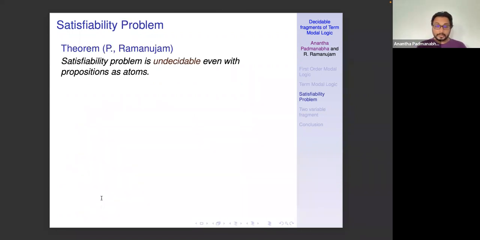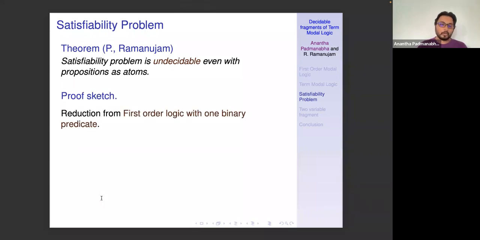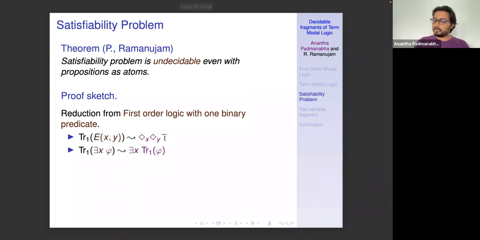And surprisingly, at least surprisingly for us, we showed that the satisfiability problem is undecidable even with propositions as atoms, right? And the proof, if you look at it, is very simple in some sense, right? So the reduction is from first order logic with one arbitrary uninterpreted binary predicate. And the translation looks as follows. You take the atomic formula E of xy, and translate it into diamond x, diamond y, top, right? And you extend it in the standard way for negation, conjunction, and quantification.